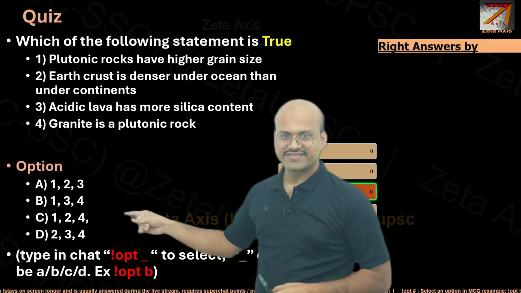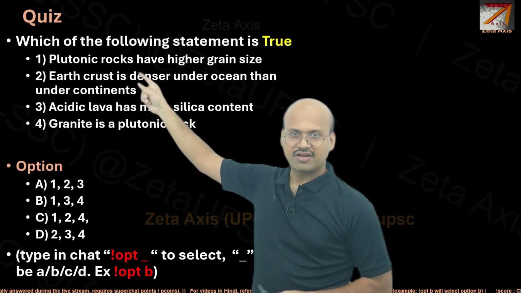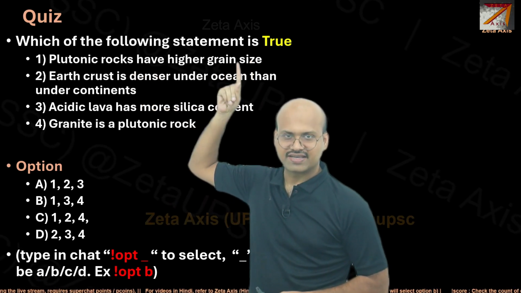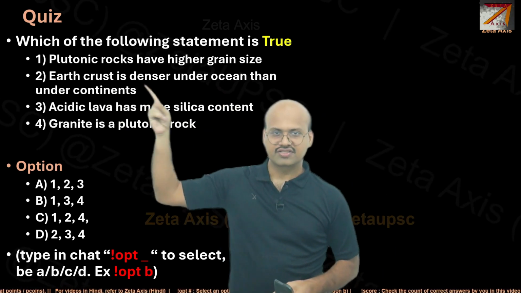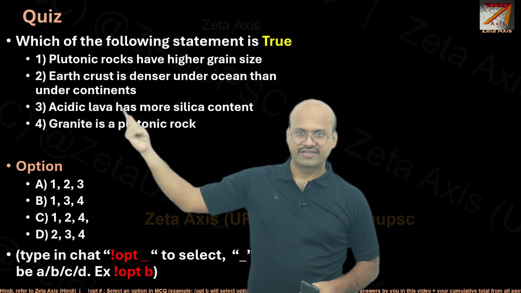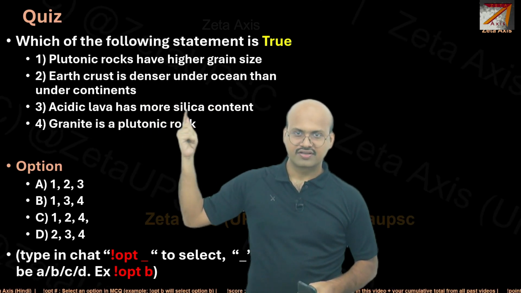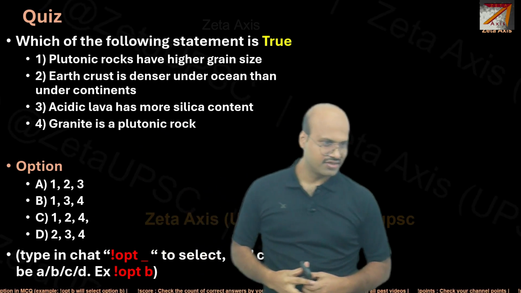So the answer is C. Let's discuss why. We can see that plutonic rocks have a higher grain size, that is, they have a higher crystal size. This is true. Earth's crust is denser under the ocean than under continents. This is also true. Acidic lava has more silica content, and granite is a plutonic rock. So we have seen that the answer is C.